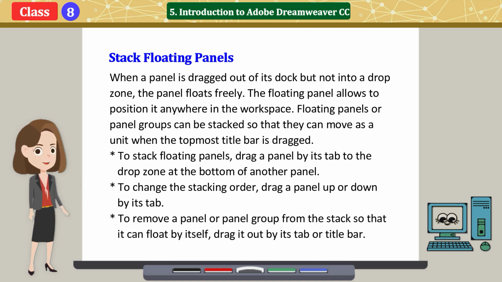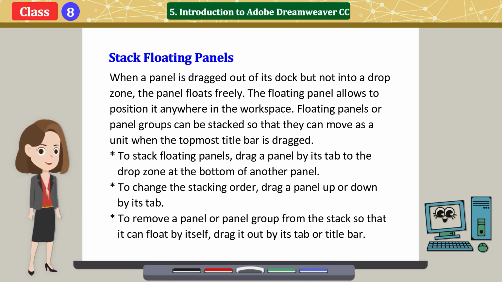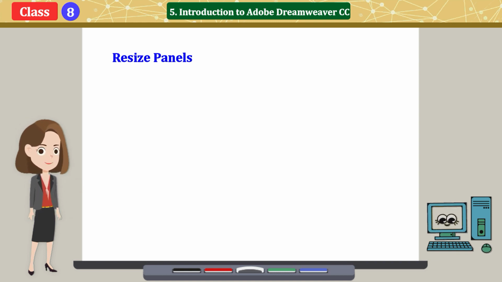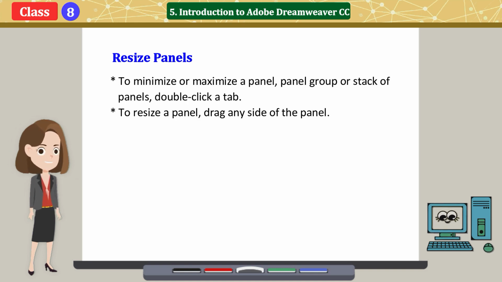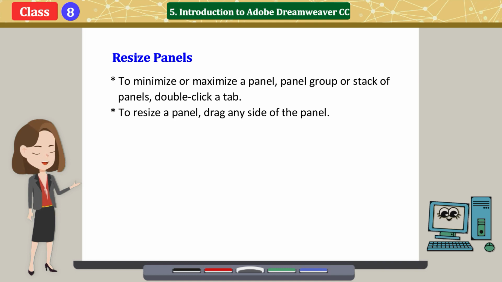To change the stacking order, drag a panel up or down by its tab. To remove a panel or panel group from the stack so that it can float by itself, drag it out by its tab or title bar. Resize panels. To minimize or maximize a panel, panel group or stack of panels, double-click a tab. To resize a panel, drag any side of the panel.